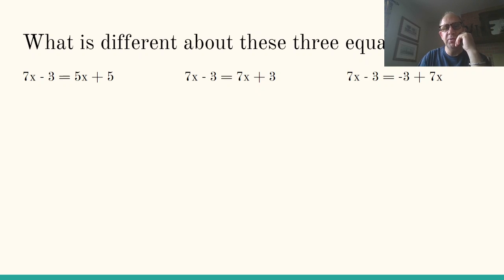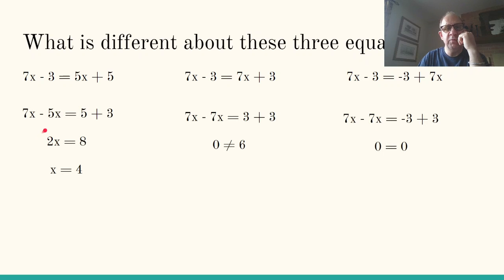So what's going to happen with that? Here it's a positive 7x and a minus 3 and a minus 3 and a positive 7x. So that's exactly the same. Okay, so we have three solutions, right? We have a unique solution, we have no solution, and we have infinitely many solutions. Which one do you think is going to be unique, no, and infinite?